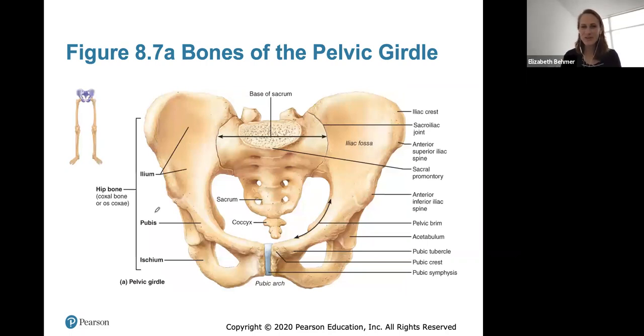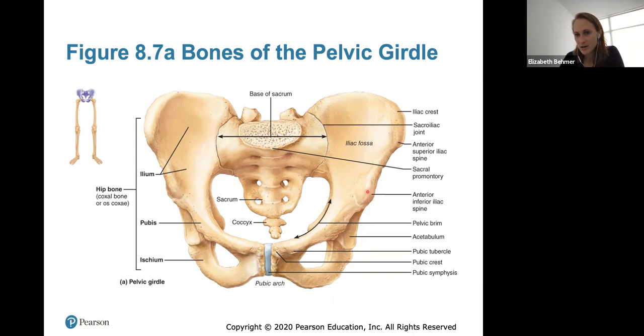So here are the bones of the pelvic girdle. And we talked about how there's 3 bones that make up the pelvis. The ilium is the large bone on the top. You can see them both here. There's an iliac fossa, which is a depression in the ilium. The pubis makes up the front bone of the pelvis, and the pubic bones are joined together at this area of fibrocartilage called the pubic symphysis. And you can see the pubic arch is the angle below them. And then the ischium is the bone on the inferior posterior side. So there's the ischium.